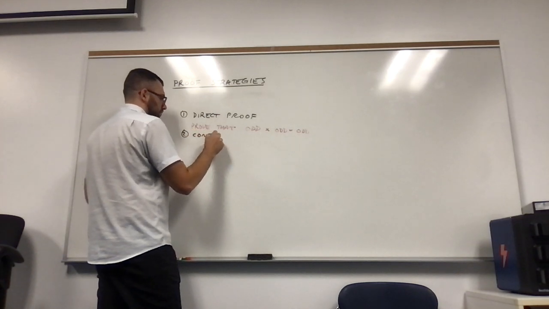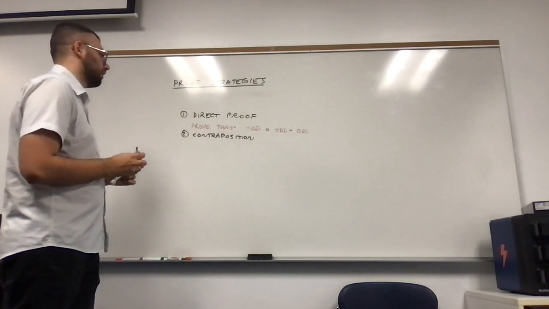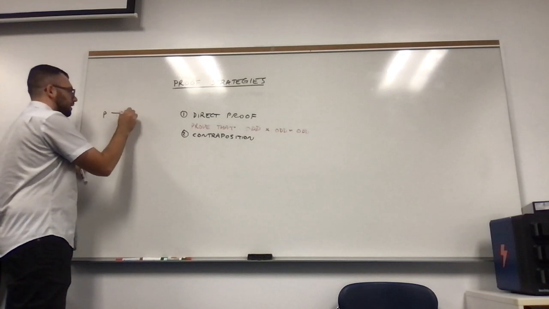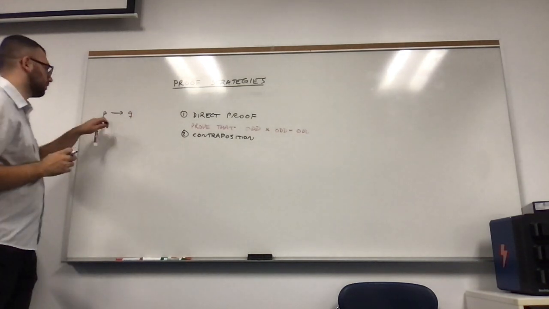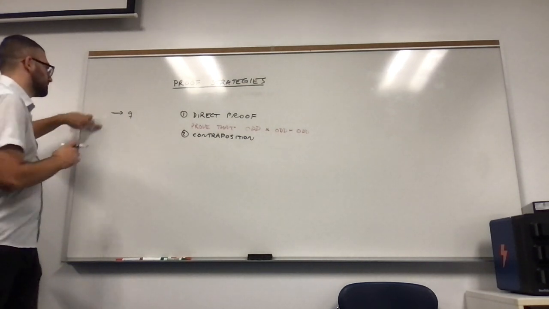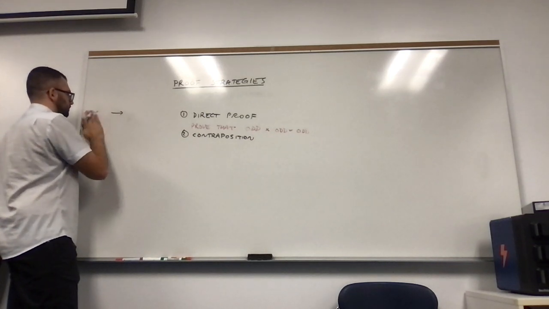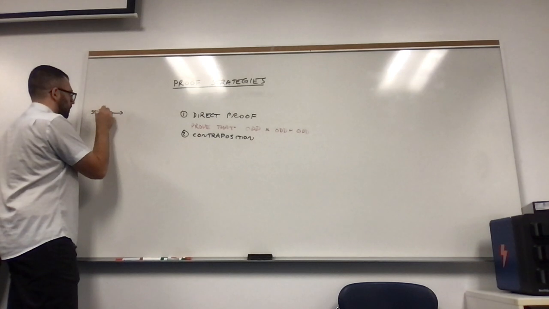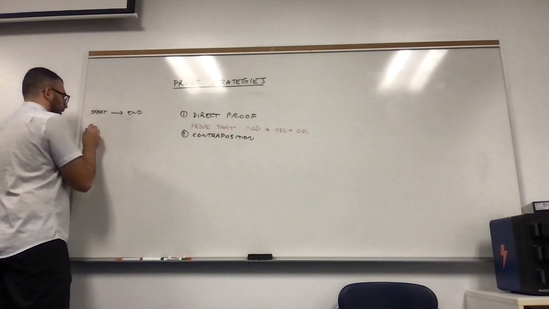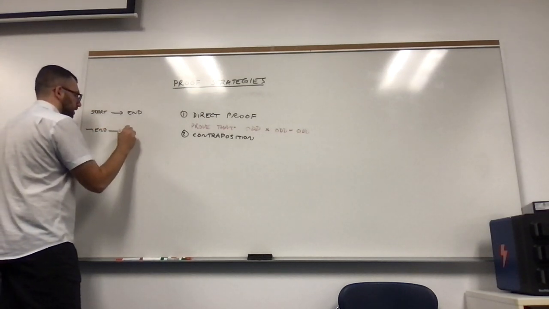Contraposition. What is contraposition? Well, normally with a direct proof, you assume P and you try to show Q, right? That's a direct proof. You start at the start, and you try to show the end. With contraposition, you start with the opposite of the end, and you try to show the opposite of the start.